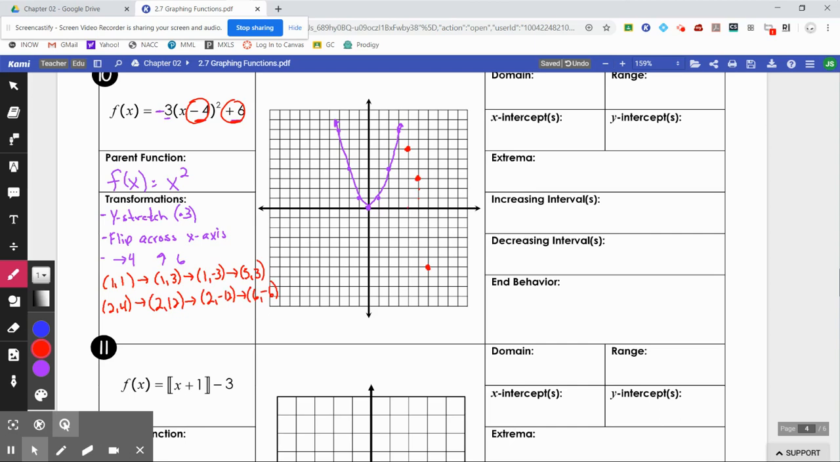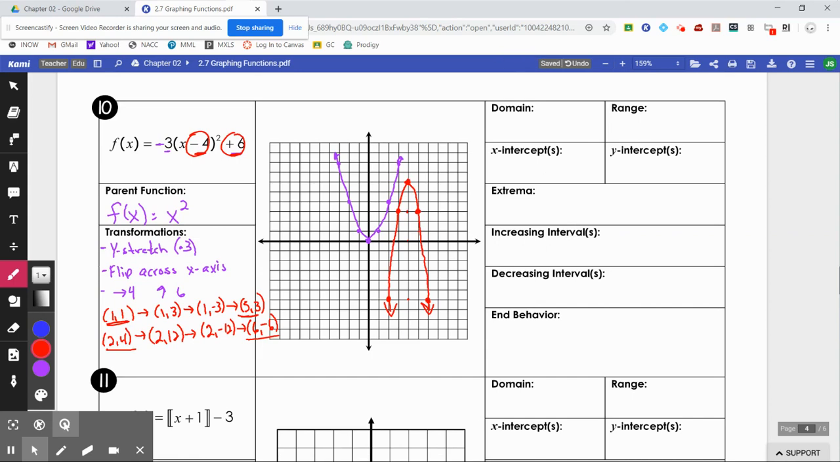Okay, after these transformations, my 1, 1 turned into 5, 3, which you can see the dot here, and my 2, 4 turned into 6, -6. And since I know that my parabola is symmetrical, here's my line of symmetry. I know I'll have a point here, and here's my line of symmetry, so I know I'll have a point over here, connecting my dots, and there's my parabola.